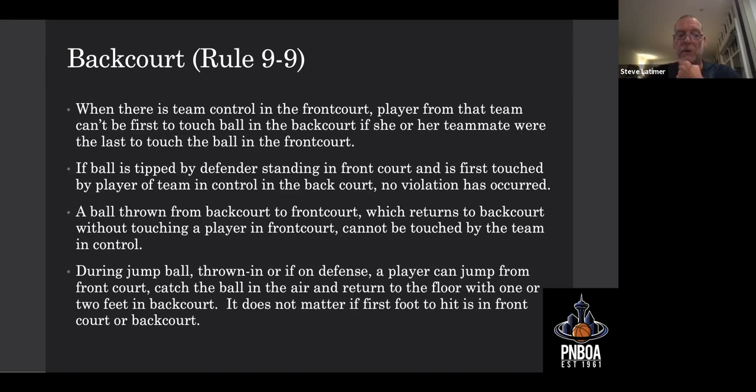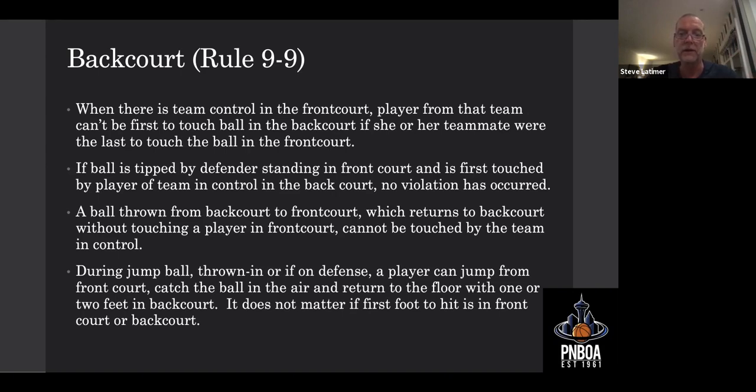Then during a jump ball, a throw-in, or on defense, a player can jump from the front court, catch the ball in the air and return to the floor with one or two feet in the back court. It doesn't matter which foot hits first and whether it hits in the front court or the back court. So it's basically an exception here.